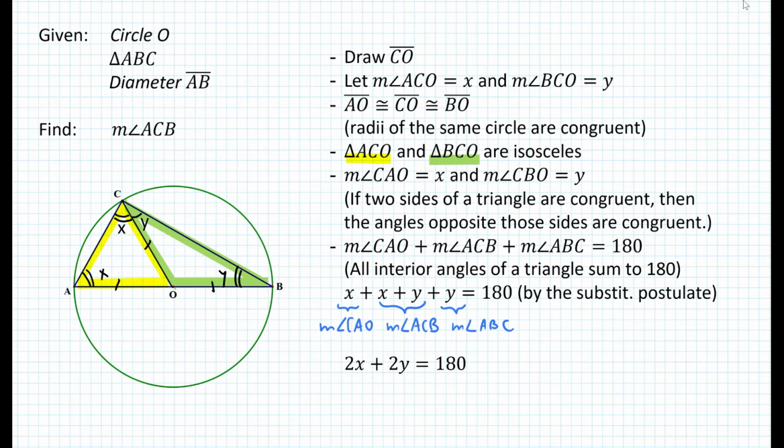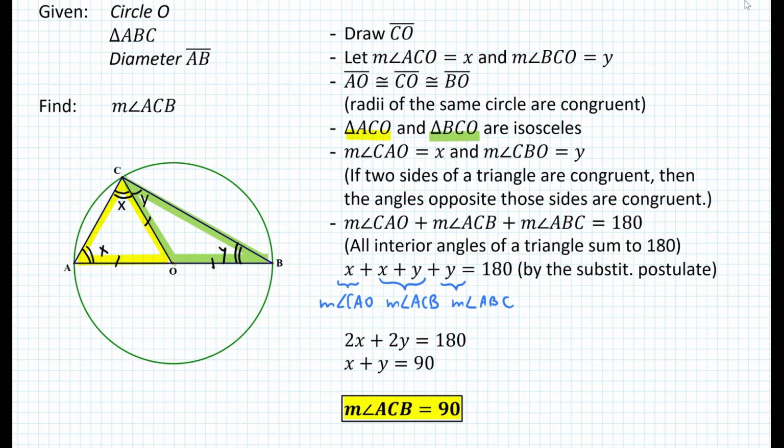So basically, here we have 2x plus 2y is equal to 180. And now we can divide 2 on both sides. And here we end up that x plus y is equal to 90. Now notice that x plus y corresponds to which angle here in the figure? It's angle ACB. So this means that the measure of angle ACB is always 90 degrees no matter what.